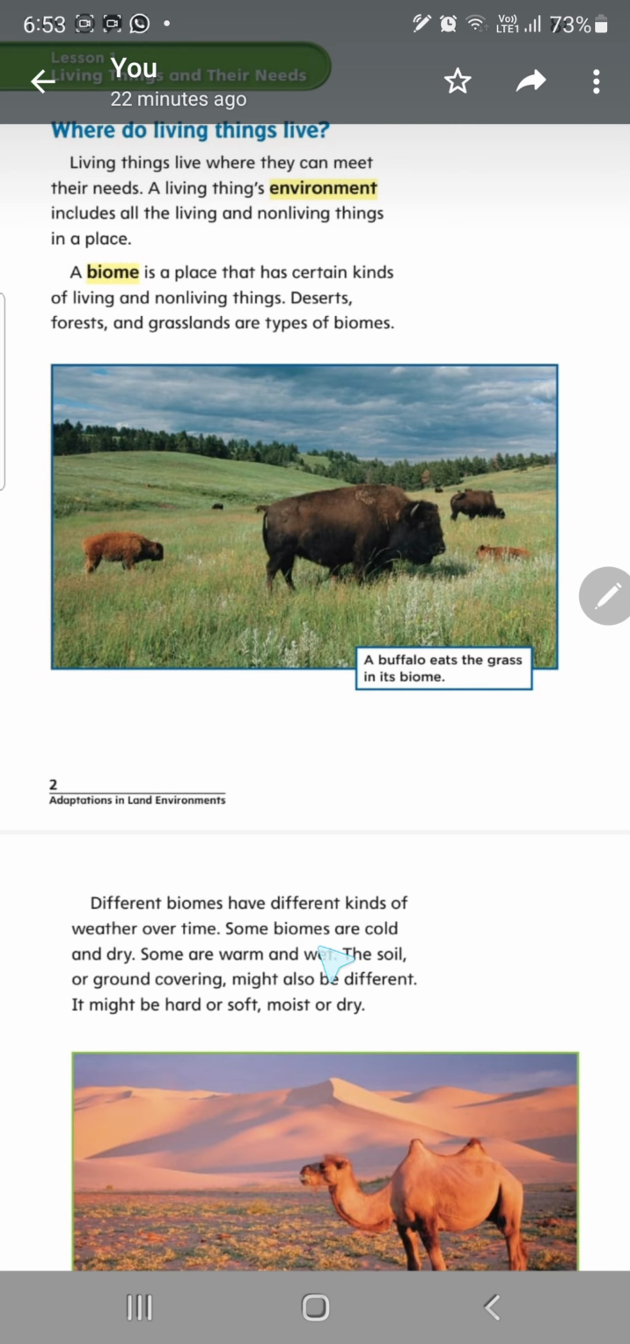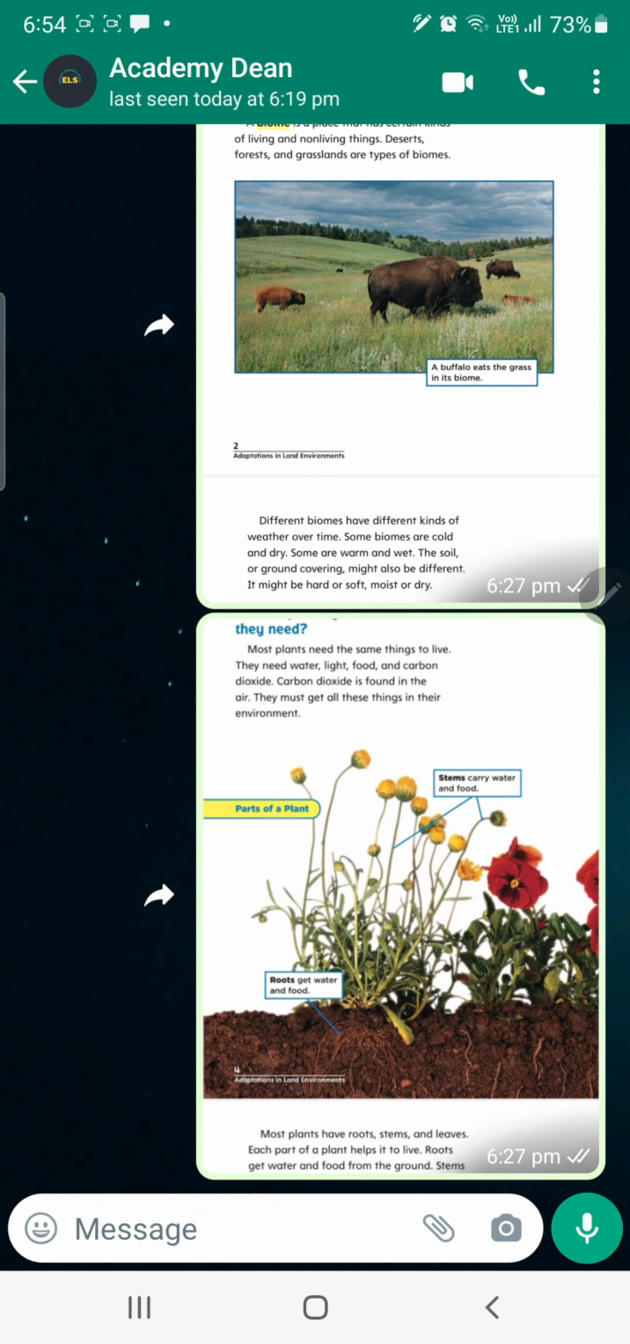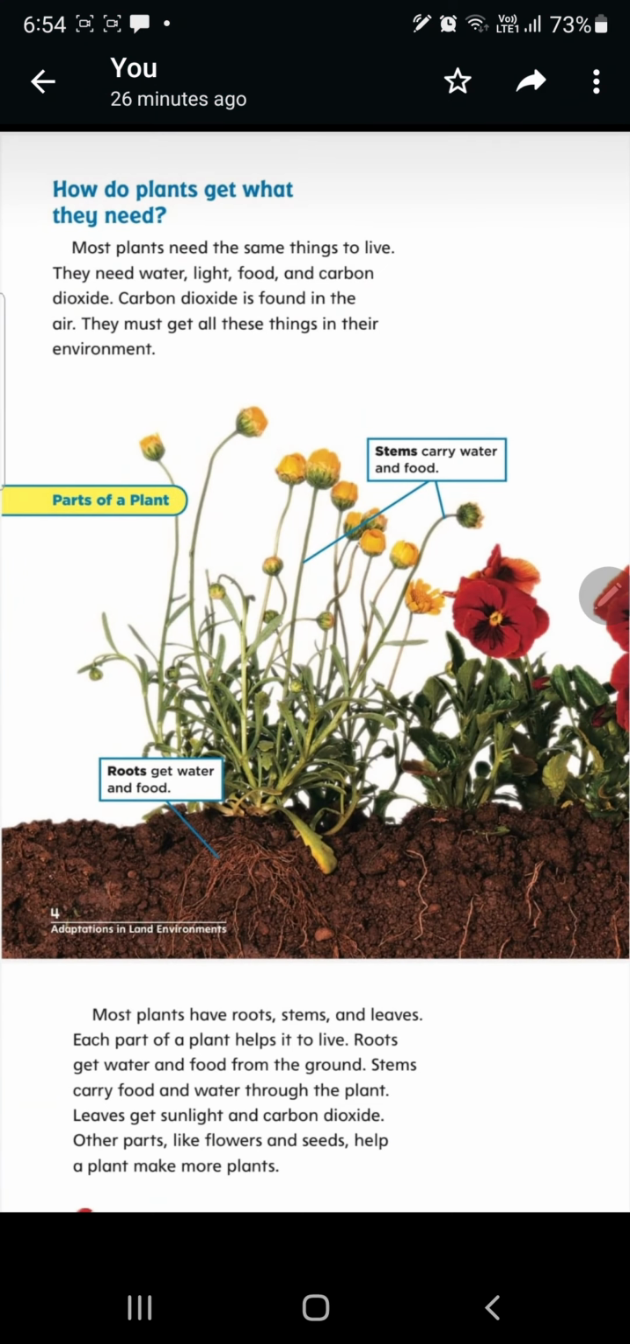Different biomes have different kinds of weather also. Some biomes are cold and dry, like the deserts. Some are warm and wet, like the forest. The soil or ground covering might also be different. It might be hard, soft, moist, or dry. Not the same.